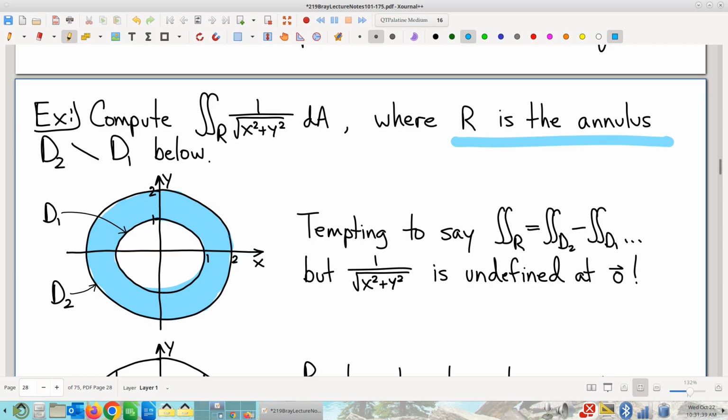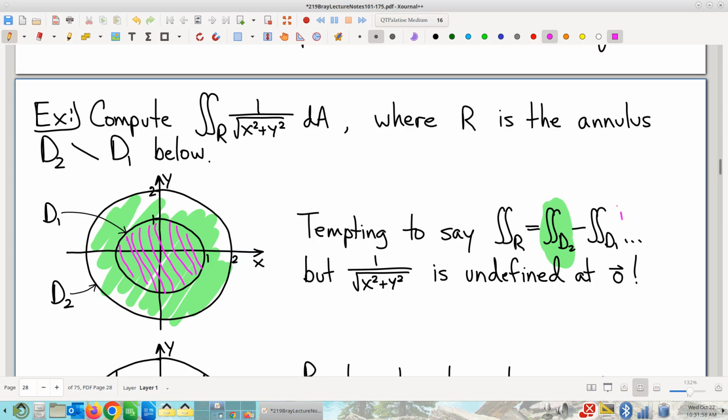So one thing you could try is to say, well, I'm going to look first at the integral on the whole disk, and then I'm going to subtract the integral on that inner disk. Right? Green minus purple would leave us the moat, right? Can't do it. Doesn't make any sense. Both of these integrals are nonsense, at least as far as what we've defined so far.